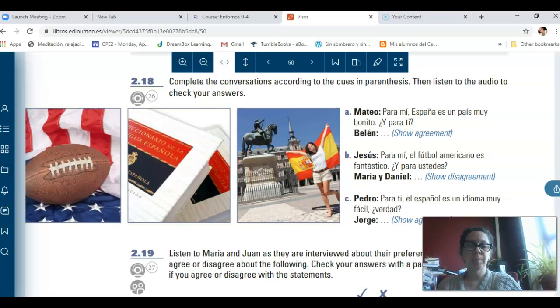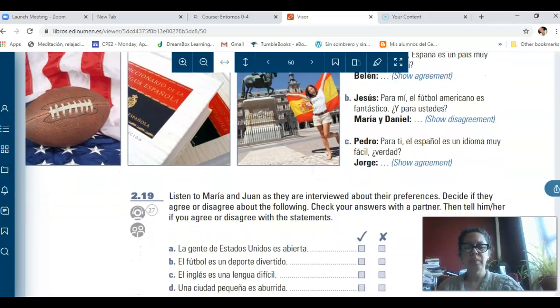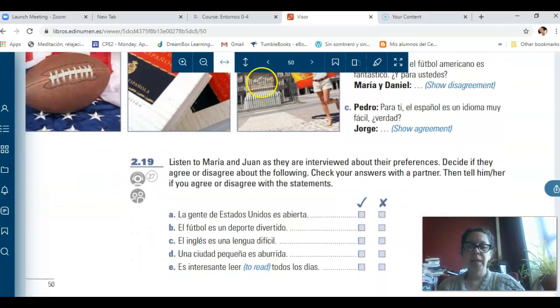Bien, after that, read this, listen to the audio, ¿verdad? To check your answers. Complete the conversation first and then listen. Here, the same thing. Listen, listen. And as I said before, it's extremely important to listen because that's how you're going to develop the listening skills. Okay? Bien.